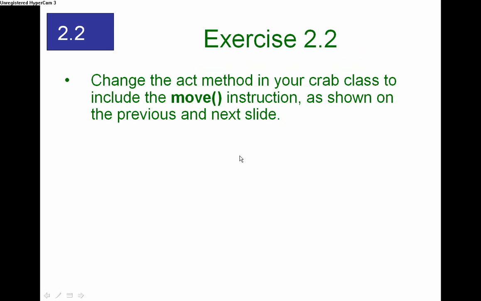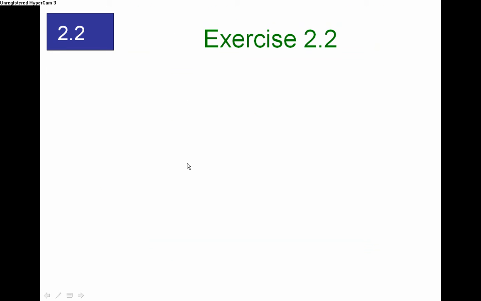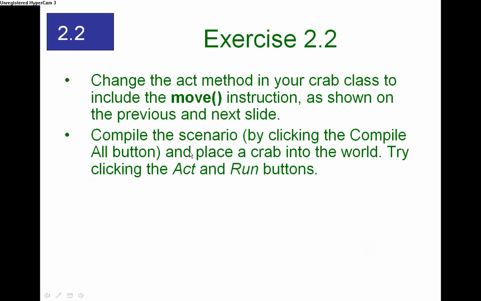Alright, making the crab move. We're going to do exercise 2.2 from the book. Change the act method in your crab class to include the move instruction as shown on the previous slide. So you're going to add that in there. Compile the scenario by clicking the compile all button and place a crab into the world. Try clicking on the act and run buttons and see what it does.